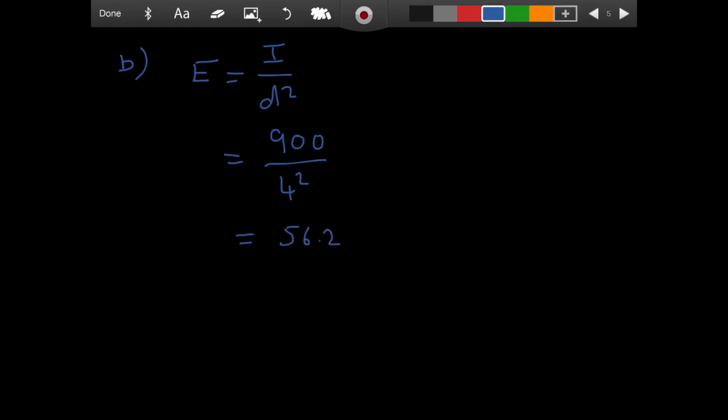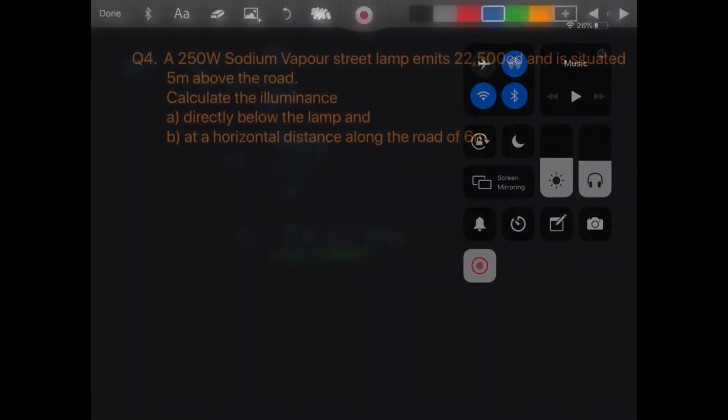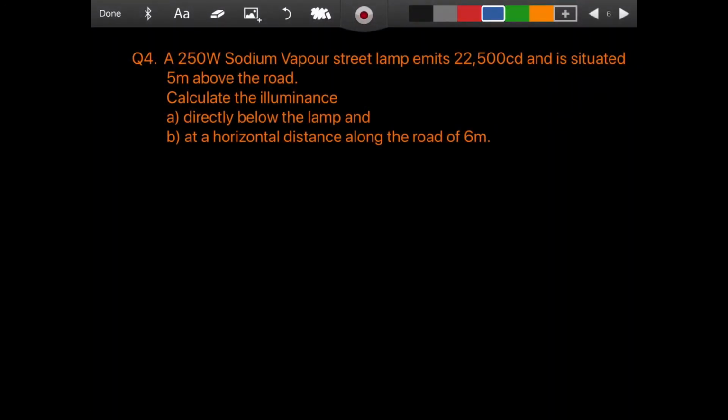The second part of the question, the distance is increased to 4 meters. Same formula, and this time we have our 900 and we divide it by 4 meters squared this time, and we get 56.25 lux. So there's our answer.